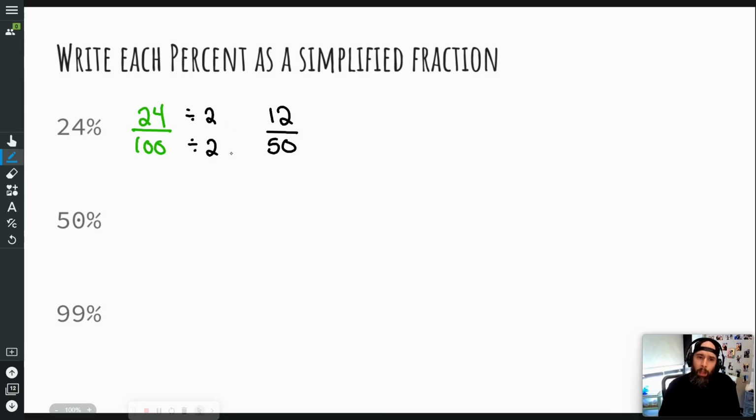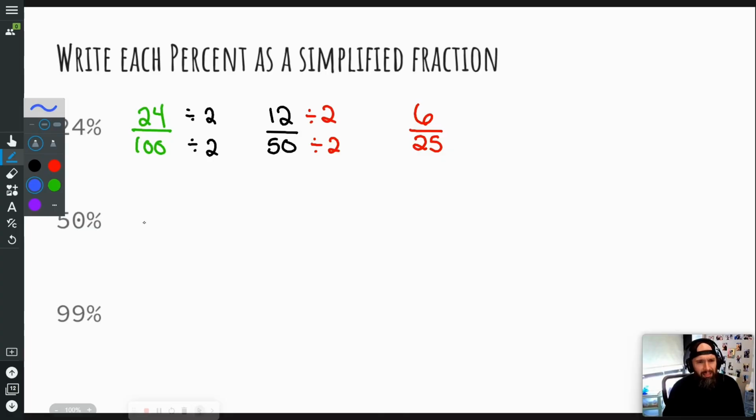So, yep, I divided by 2, but you know what? They're both even. I could divide by 2 again. 12 divided by 2 is 6. 50 divided by 2 is 25. And so 6 over 25 is 24%.